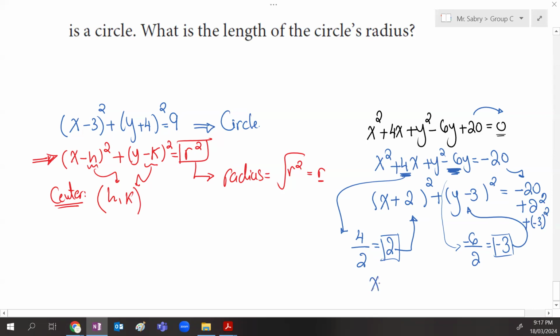So finally, you will have x plus 2 all to the power of 2 plus y minus 3 all to the power of 2 equals negative 20 plus 4 plus 9. That's 4 plus 9, 13. That's negative 7. Let it stay positive, so that it comes out right. So let it be 20 plus 13, 33.